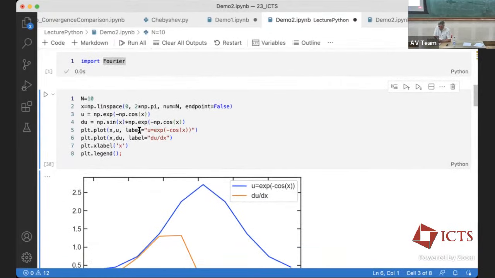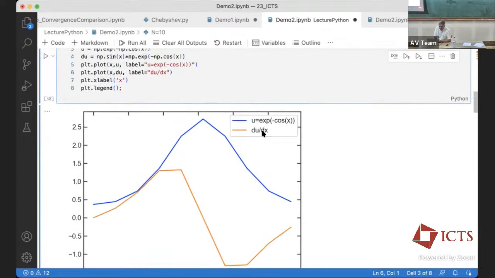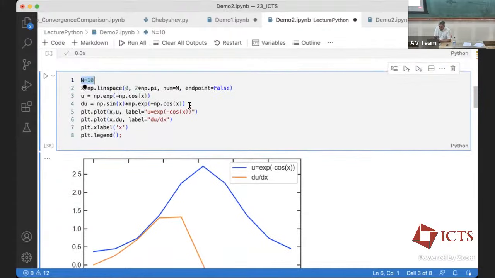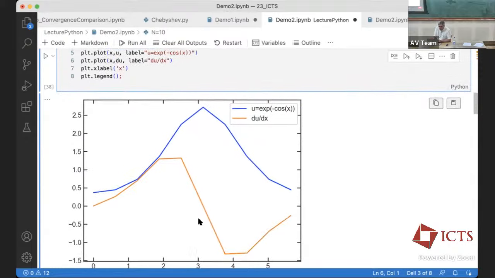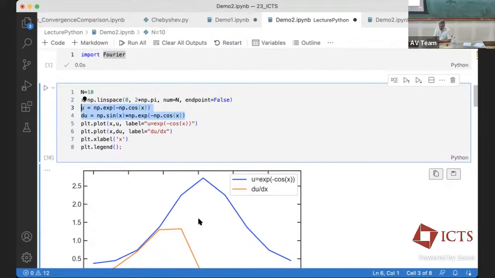So let's start with the function e to the minus cosine x. I have a 10-point grid here, and I'm plotting e to the minus cosine x and I'm plotting the first derivative. These are the analytic solutions, and they look so coarse because I'm using merely 10 points to plot them.